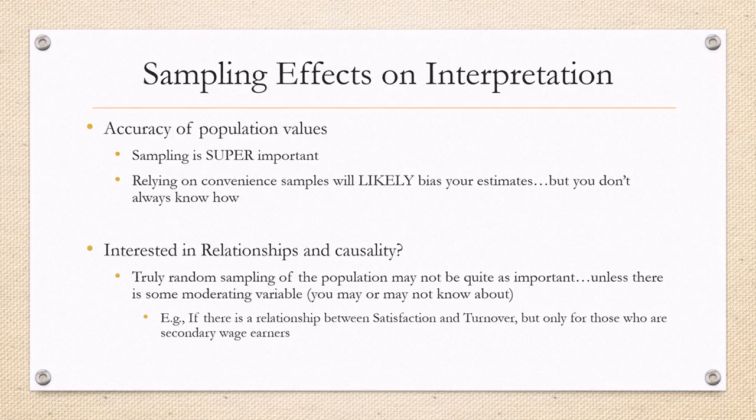When you're interested in relationships and causality, truly random sampling of the population may not be as important, unless there's some moderating variable that you may or may not know about. If you're interested in the relationship between satisfaction and turnover, this might be a relationship that exists in the population. But if it only exists for a portion of people, say second wage earners, it's going to be important who is in your sample.